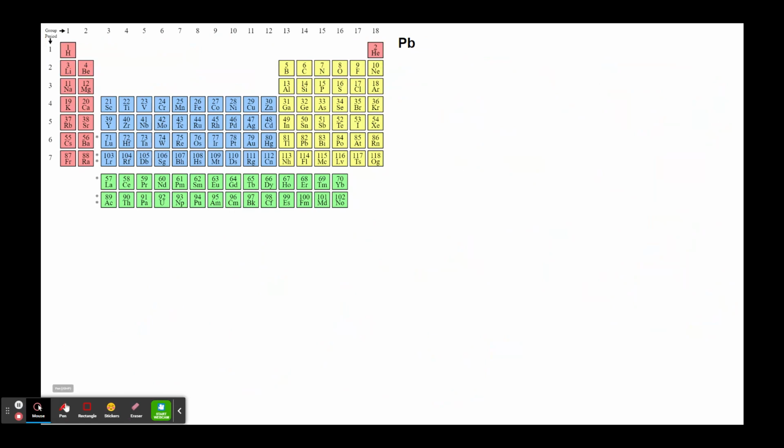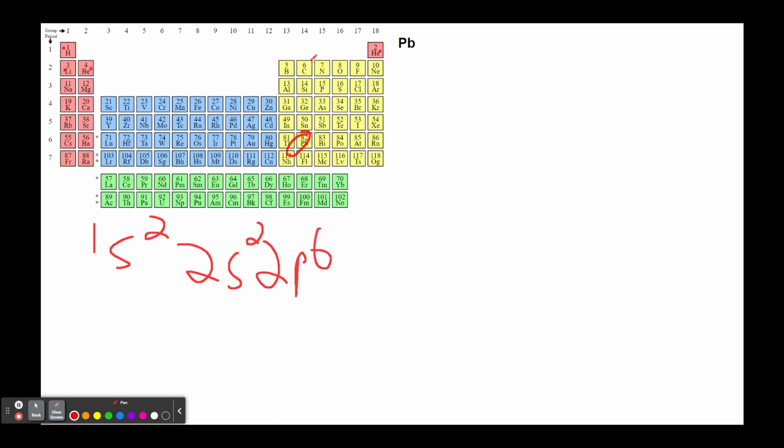All right, so the next element we have is lead, which is all the way over here. So let's get this done. We're going to start again up here with 1s2, move down to 2s2. Now we're going to go to 2p6, move on down to 3s2, now 3p6, and now we're going to get into 4s2.